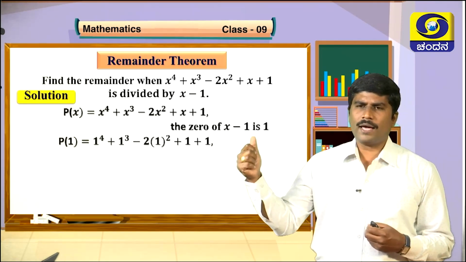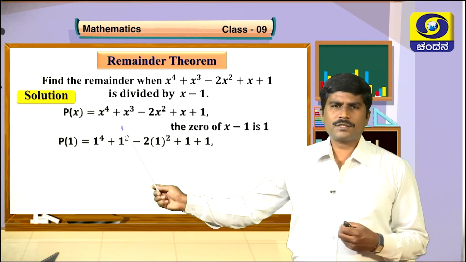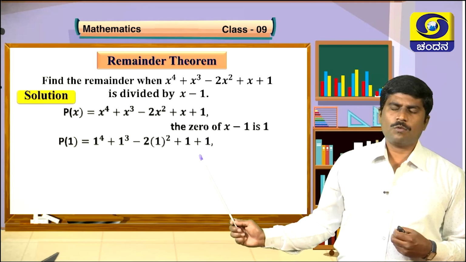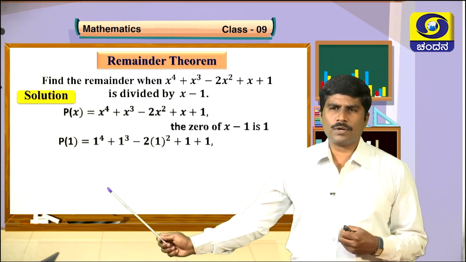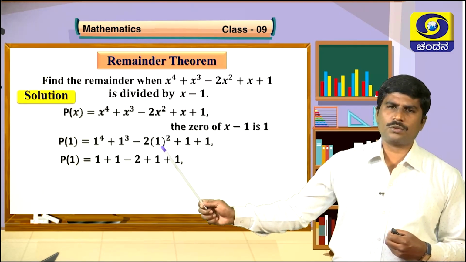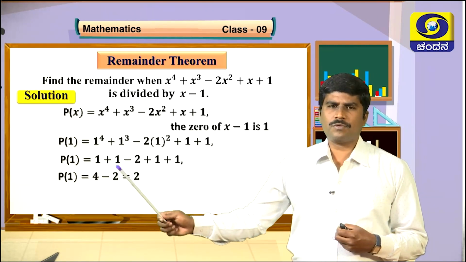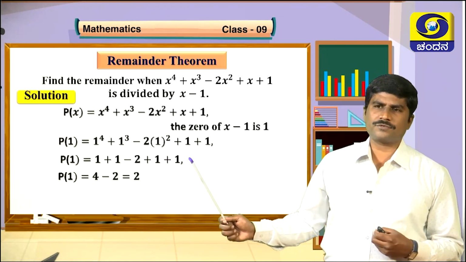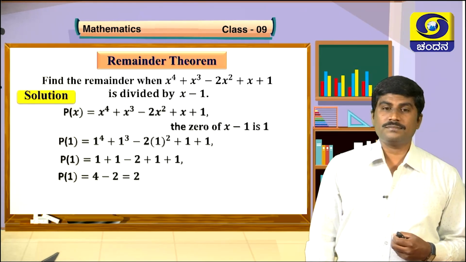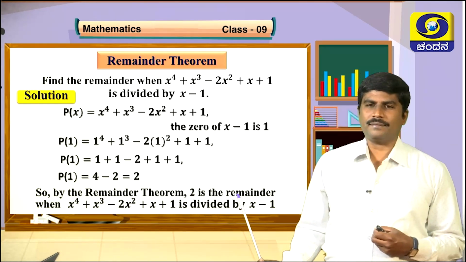Now we are substituting the value x is equal to 1 in p of x. Look here, x to the power of 4 means 1 to the power of 4, 1 cube minus 2 into 1 square plus 1 into 1. 1 to the power of 4 is equal to 1, 1 cube is equal to 1, 1 square is equal to 1, 2 into 1 is equal to 2, plus 1 as it is. So if you add plus 1, plus 1, plus 1 and plus 1, that means 4 minus 2 is equal to 2. So you got the value 2. By the remainder theorem, 2 is the remainder.